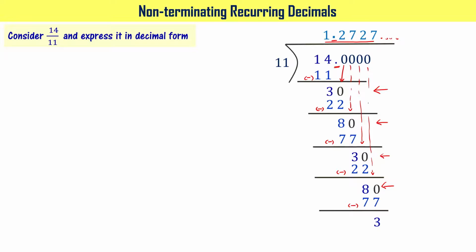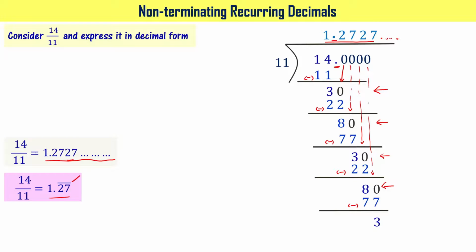So what I'm going to write now is, stop this division process and say that 14 by 11 equals 1.2727 and so on. As you see here, these two digits are repeating, right? For that reason, what we can say is 14 by 11 equals 1.27 with an overbar on both the digits, 27. When you represent 14 by 11 as 1.27 with an overbar on 27, it means that it is equivalent to 1.27272727 and so on, right?